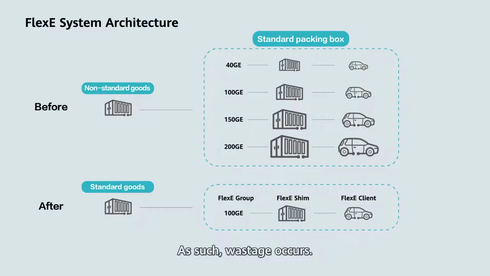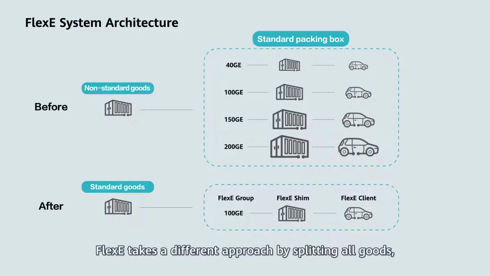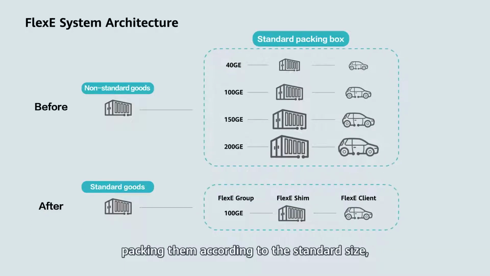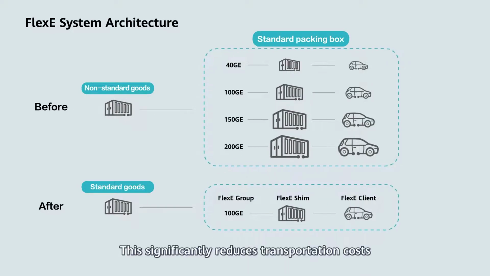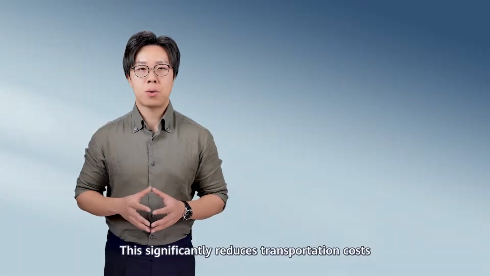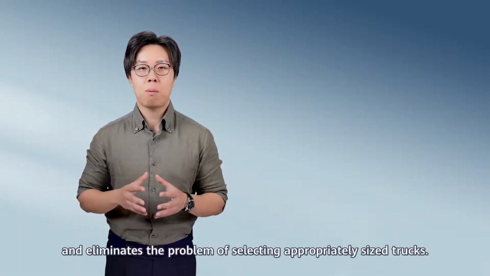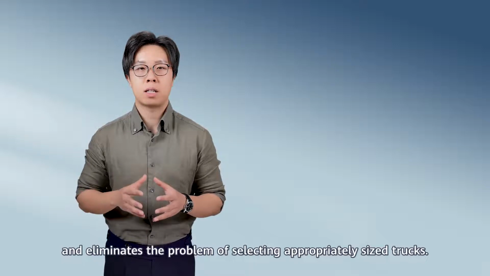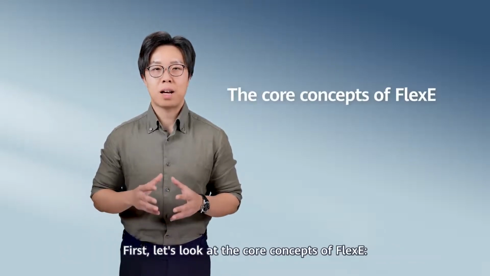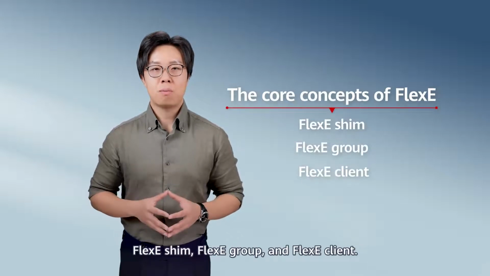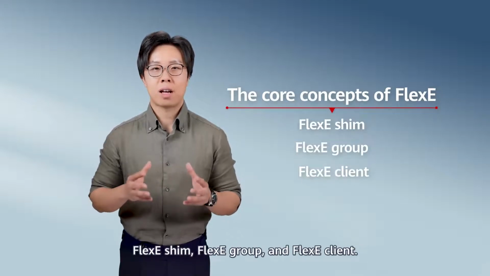As such, wastage occurs. FlexE takes a different approach by splitting all goods, packing them according to the standardized size, and then assembling them at the remote end. This significantly reduces transportation costs and eliminates the problem of selecting appropriately sized trucks. First, let's look at the core concepts of FlexE: FlexE shim, FlexE group, and FlexE client.